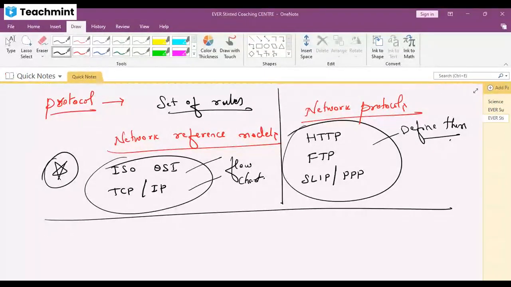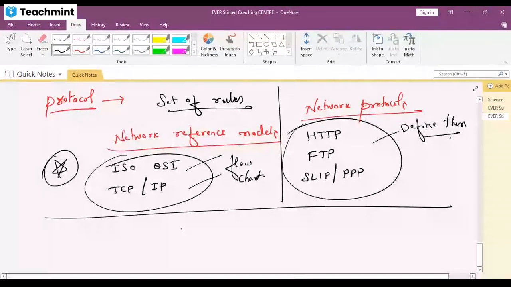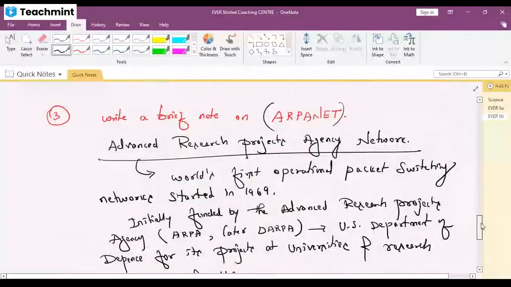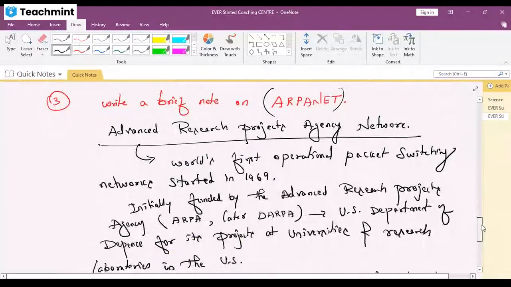Rakshita, have you understood, child? Yes, sir. Can you tell once again about the expanded form of operand? I have given, no, child. I have written. You didn't see? Advanced Research Project Agency Network.